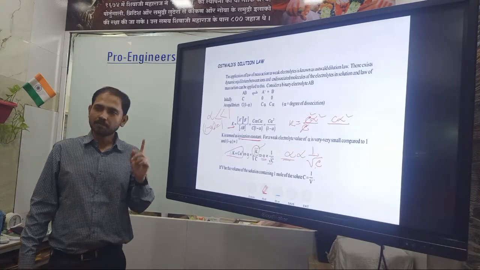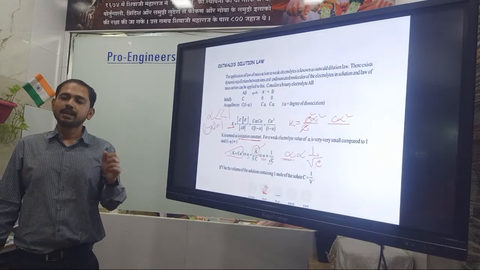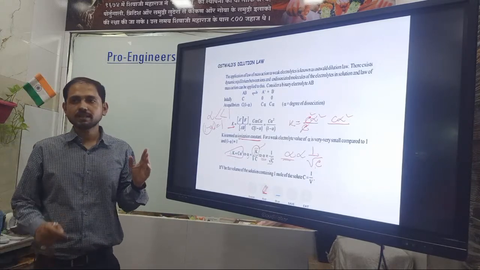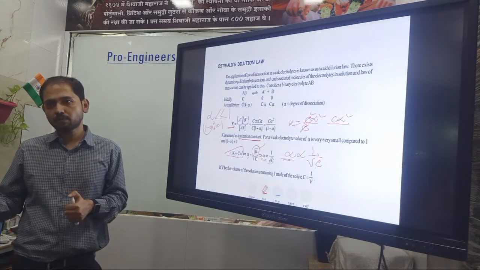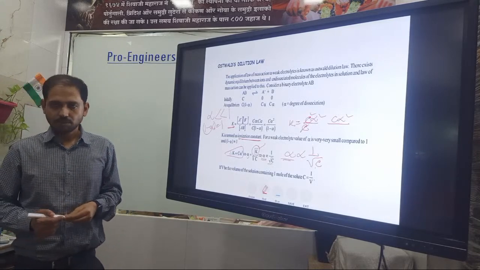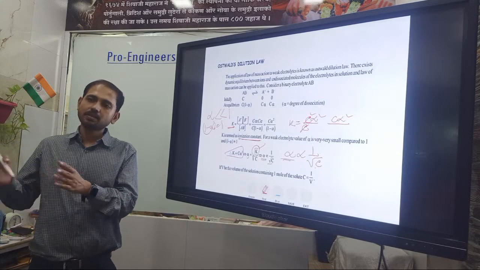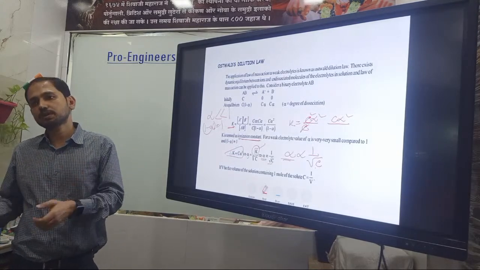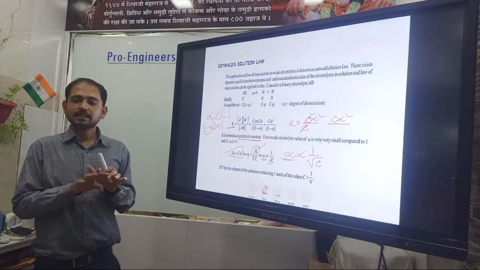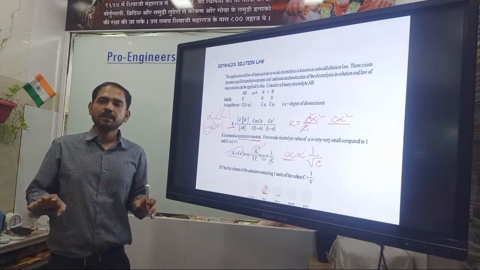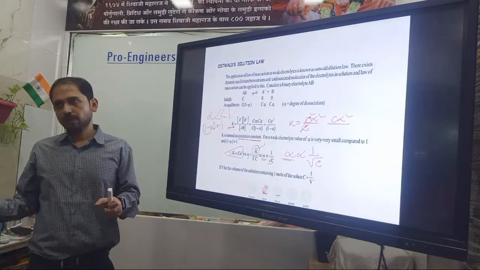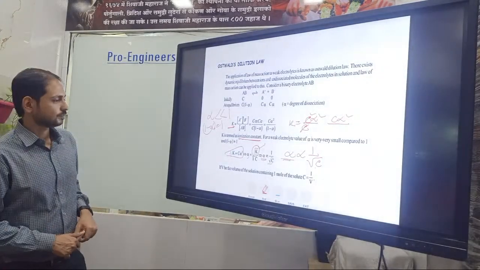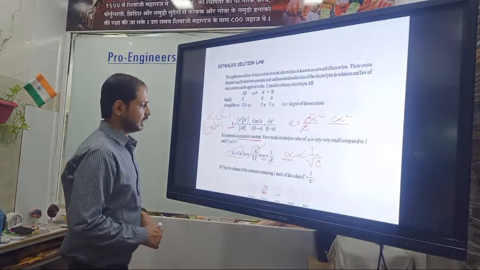This is only applicable for weak electrolytes, and it tells us that the degree of dissociation is inversely proportional to the square root of concentration. If we increase the concentration, the degree of dissociation will be less. If we decrease the concentration, it will be higher. But this law isn't applicable for strong electrolytes. A strong electrolyte always dissociates 100%, right? Is it clear? Yes, sir.